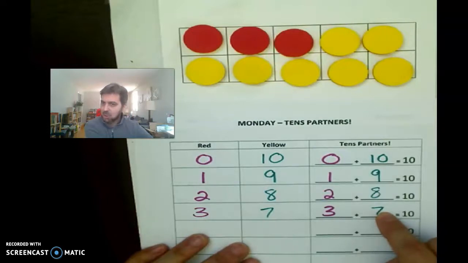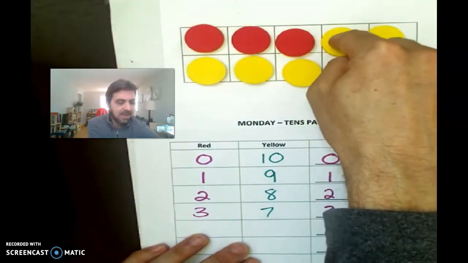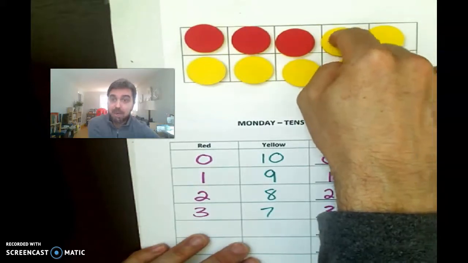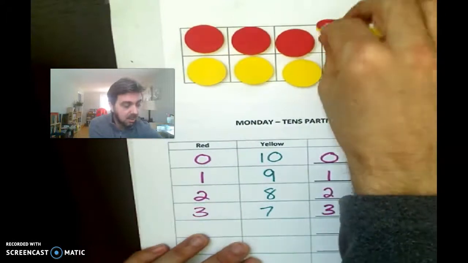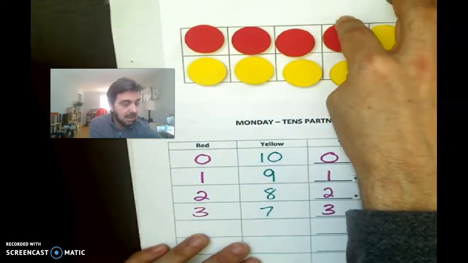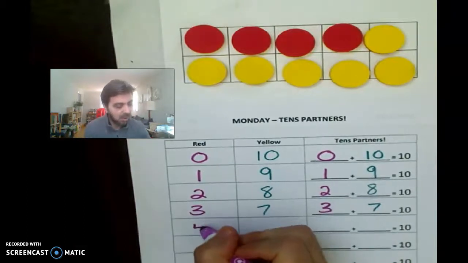Very interesting. I wonder if it has something to do with the fact that when I flip this, it goes from yellow to red, right? We lose 1 yellow and we gain a red. So let's see. We're going to take away that yellow and make it a red. So now we have 4 reds.